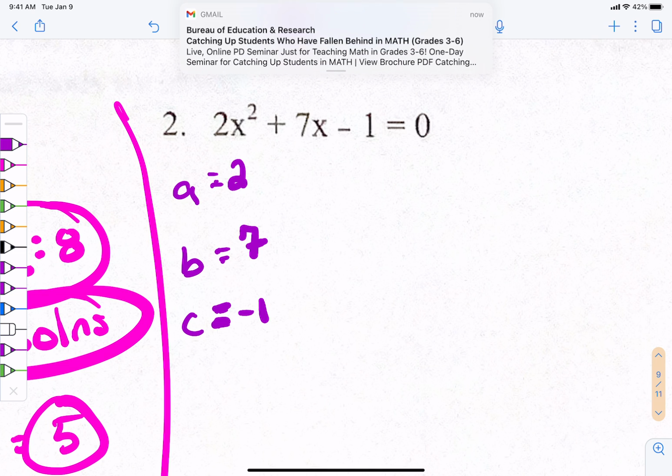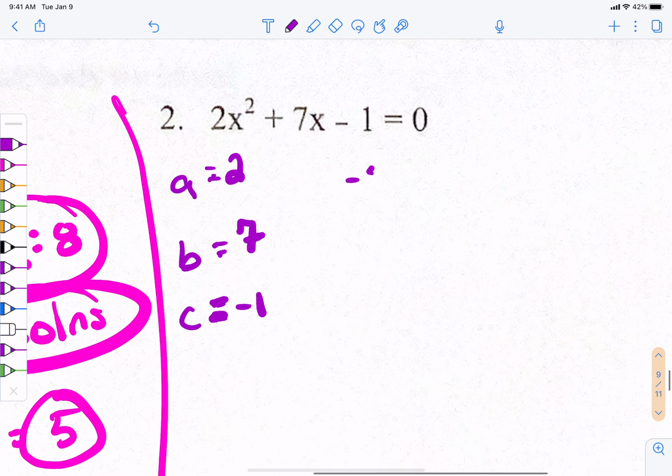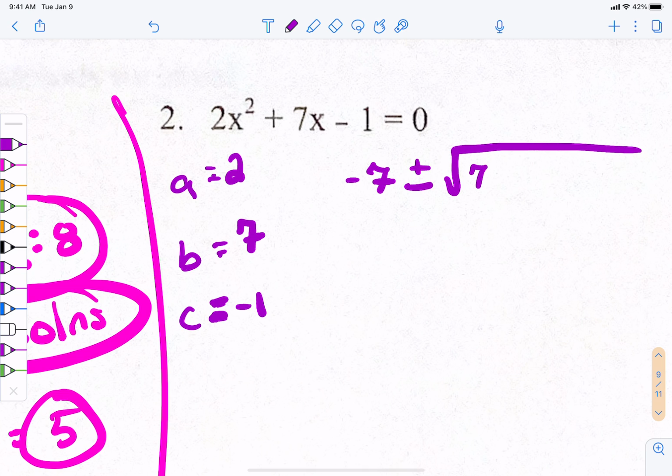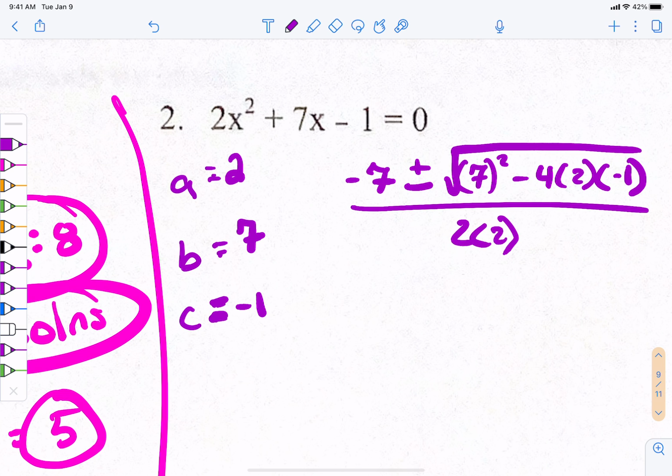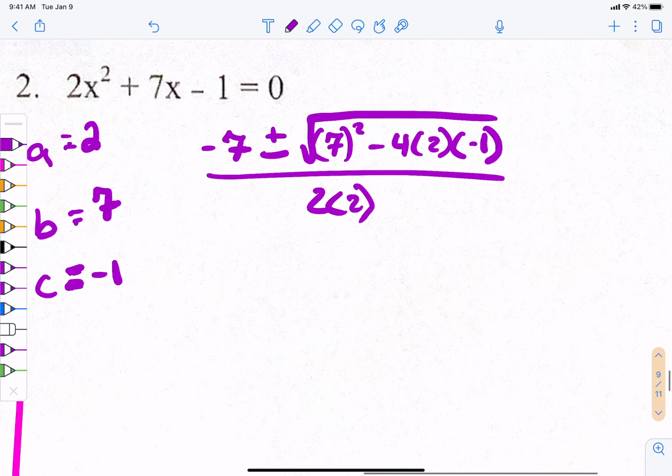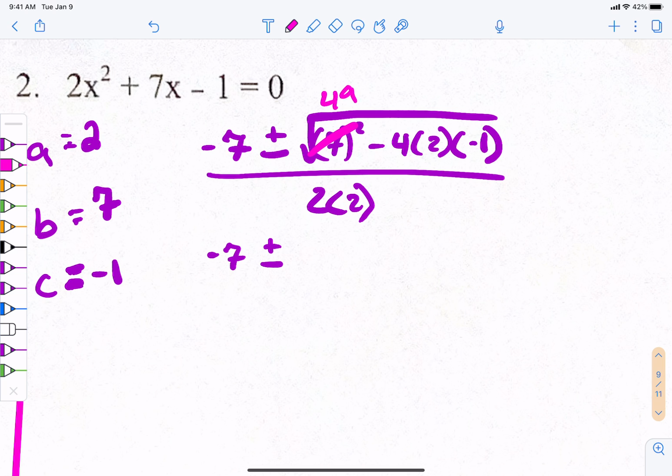All right. Negative B is negative 7 plus and minus the square root of B squared, 7 squared, minus 4 times A times C, all over 2 times A. I'm just plopping those numbers in there. So negative 7 plus and minus 7 squared is 49. Negative 4 times 2 times negative 1 is a positive 8. So 49 plus 8 is the square root of 57.